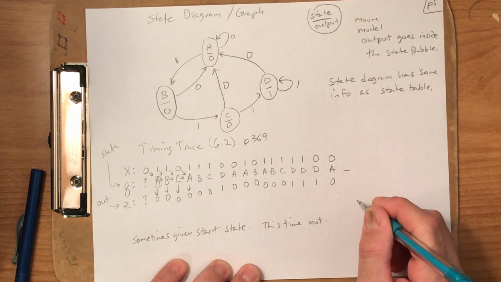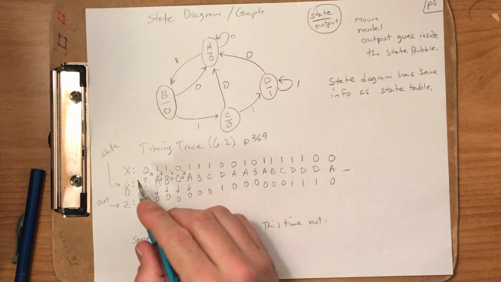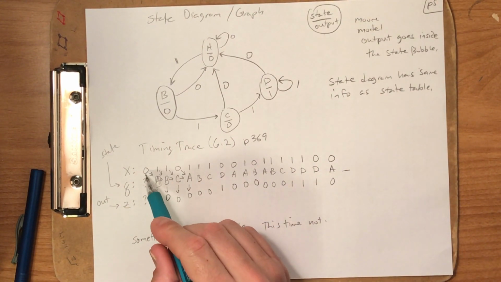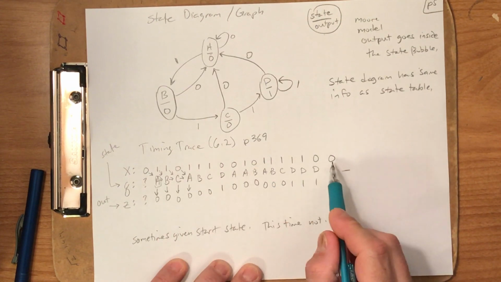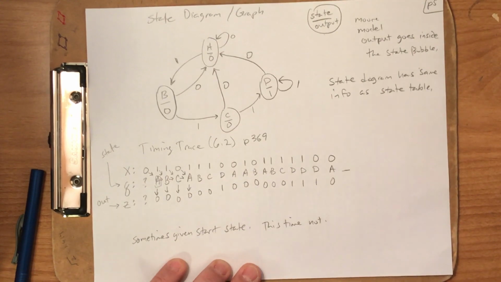So you need to know how to do this for quizzes and tests and the homework. So practice this. Start off with just X. Where I started this problem, I gave you the whole X row. That's your input. And then you have to fill in Q's and Z's all the way down.